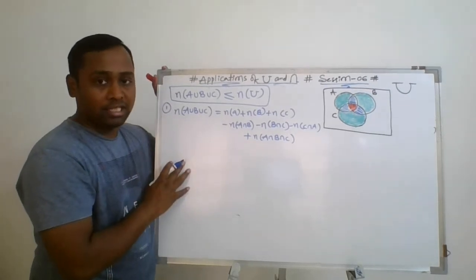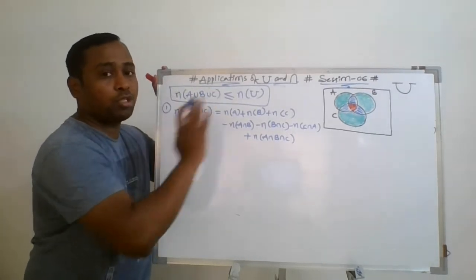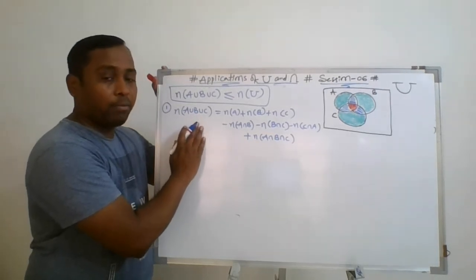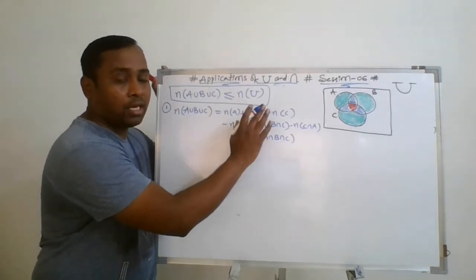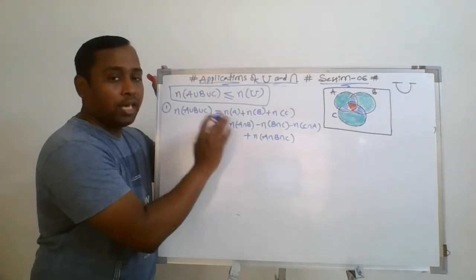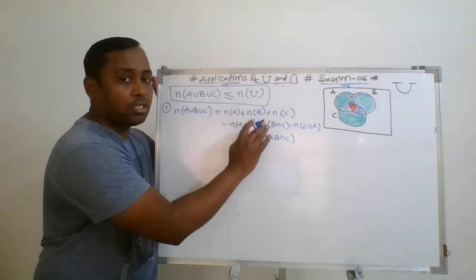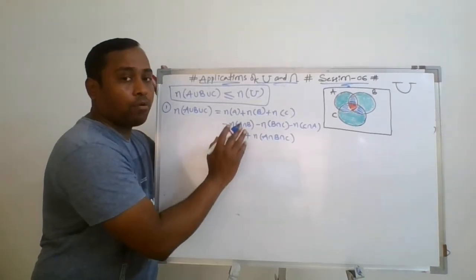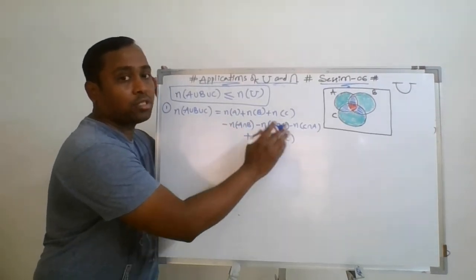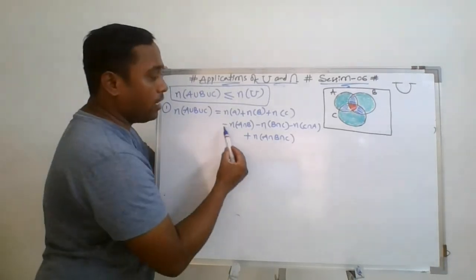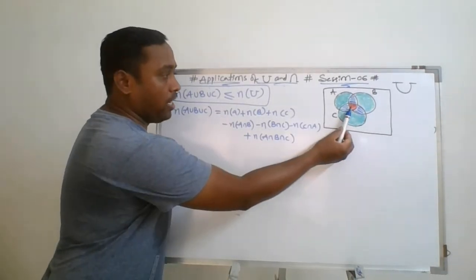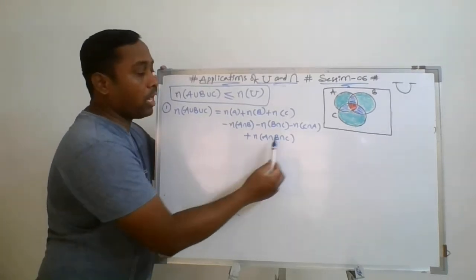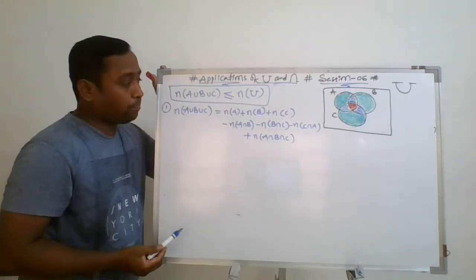How this formula is developed just by observing the shaded portion. A union B union C means number of A plus B plus C minus number of A intersection B, B intersection C, C intersection A, and we are adding number of A intersection B intersection C. The reason is, while doing this operation, the red portion is completely removed. To balance it, we need to add it once, nothing else.